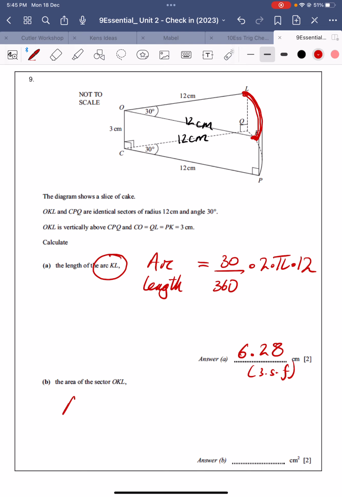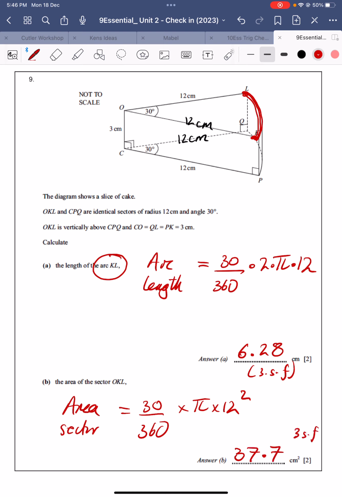And the area, okay, so the area of sector, again from the formula, is 30/360ths times pi times r squared. So we can go ahead and do that. 30 over 360 times by pi and times by 12 squared, and that is 37.7, again to 3 sig fig.